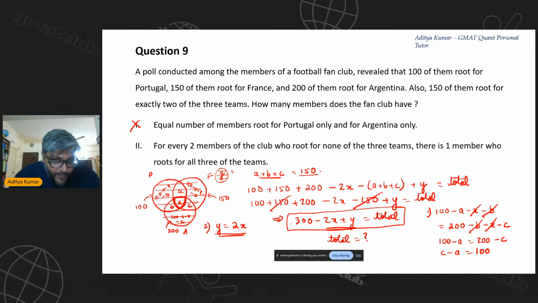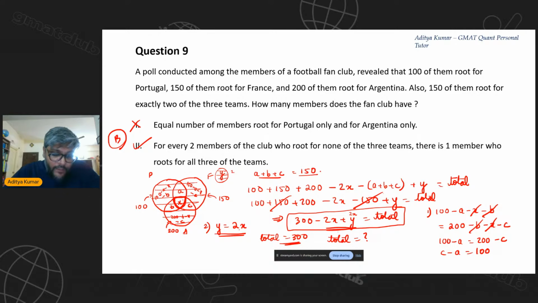Y is equal to 2x basically makes this 2x. It cancels out the 2x for me and it gives me the total is equal to 300. And that's enough for me to work. B. Again, see all my data sufficiency questions on Venn diagrams. I followed the same approach. I did not deviate, right?